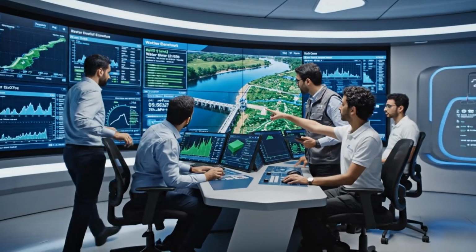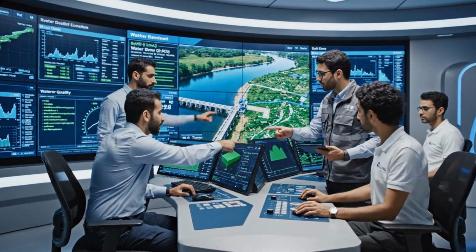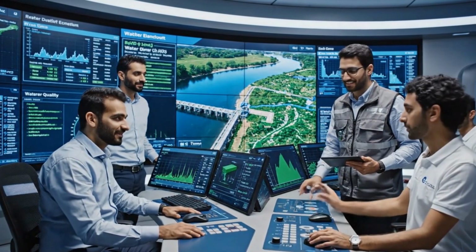We need to reduce the flow by 5 cubic meters per second. Acknowledged. Applying the change now. The ecosystem indicators are stabilizing. It's working.